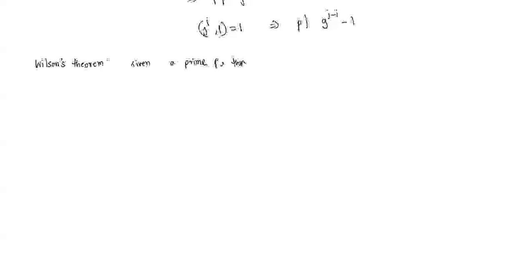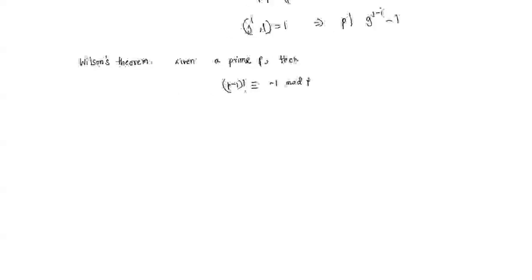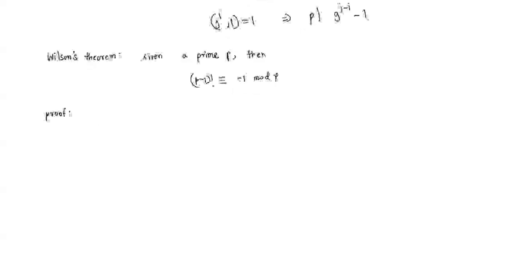So the statement we will be proving is: given P is a prime, then (P minus 1) factorial is congruent to minus 1 mod P. Now, there exists a general proof which is essentially pairing the numbers up, but this is a different proof and we'll be using the idea of primitive roots. We know that P is a prime.